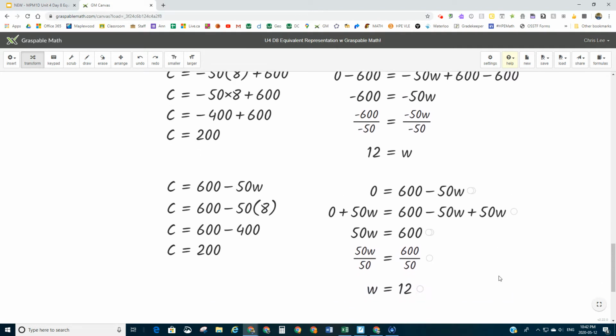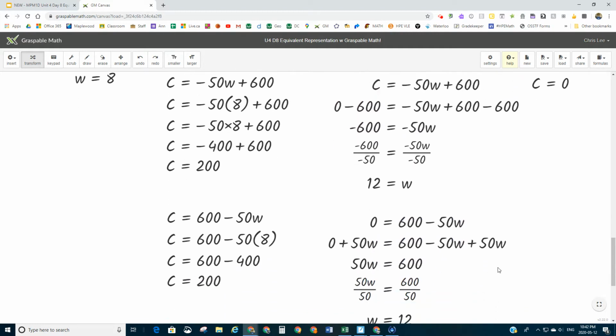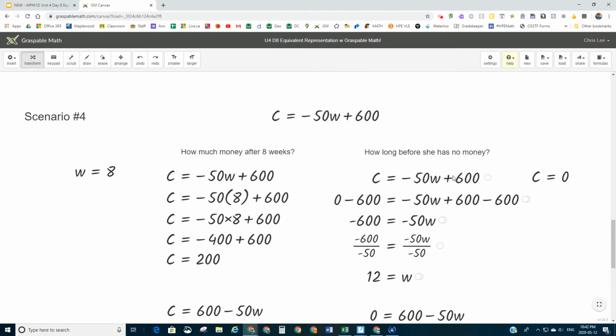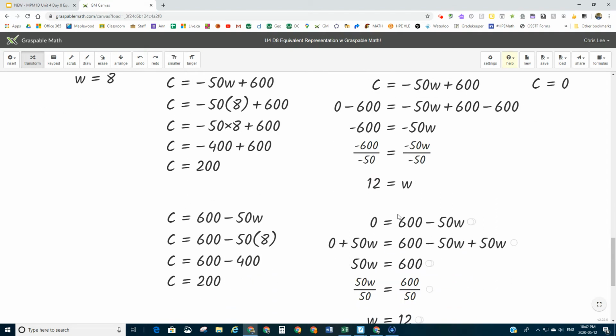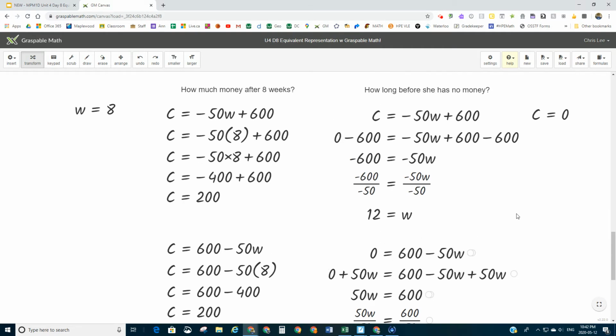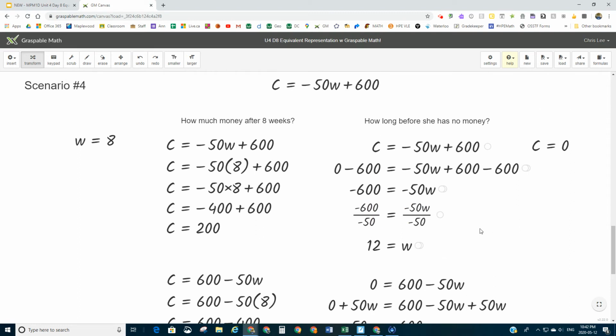Okay, so both of these methods will work nicely. This is more in the y equals mx plus b form, which we're going to need to use a lot more of later on. And for some people, this makes a little bit more sense. Start with a 600 and subtract. This is the best method for when you're using negative situations.